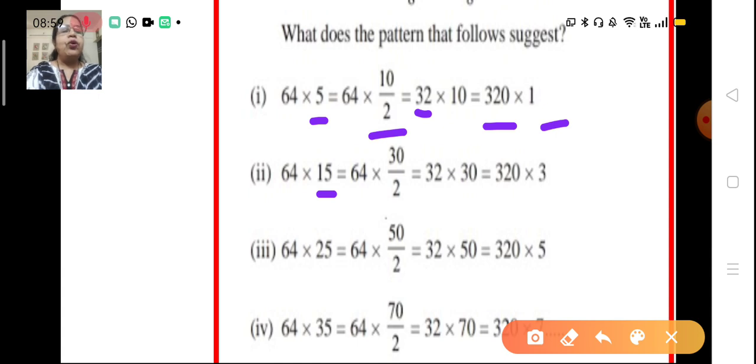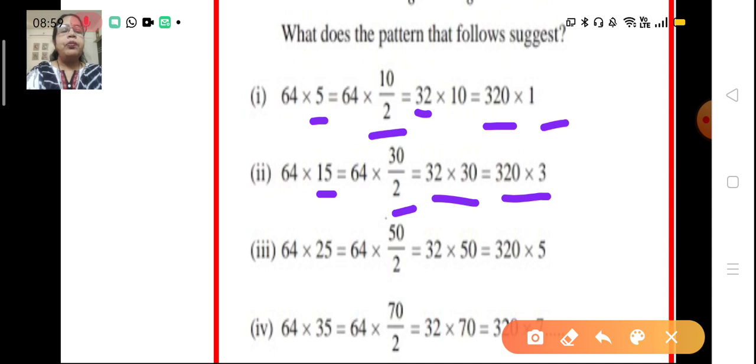And 64 multiplied by 15, in place of 15, we can take it as 30 upon 2, isn't it? And 64 when divided by 2 becomes 32. It becomes 32 multiplied by 30, which can also be written as 320 multiplied by 3, isn't it? Now, see the next one.